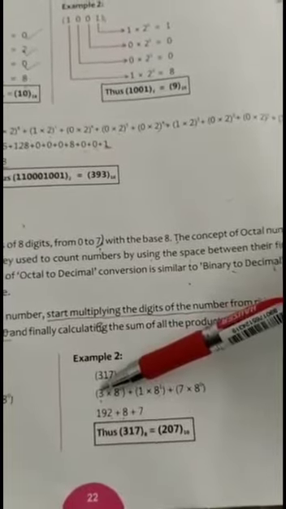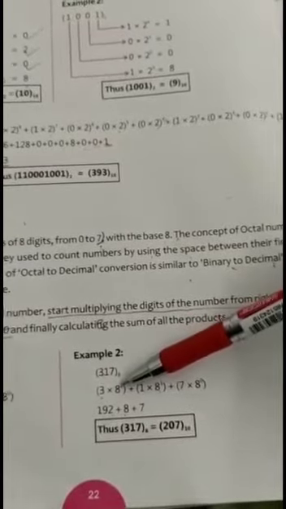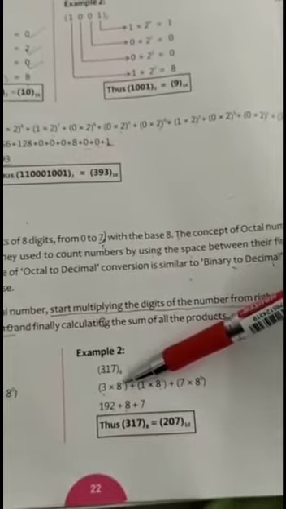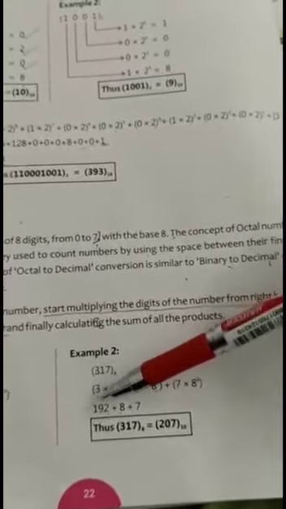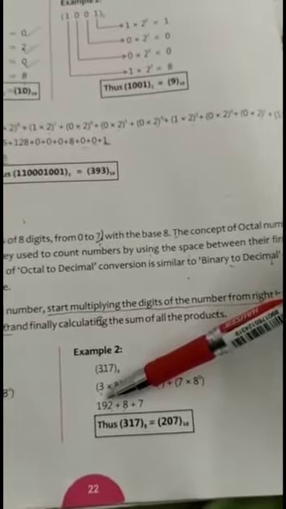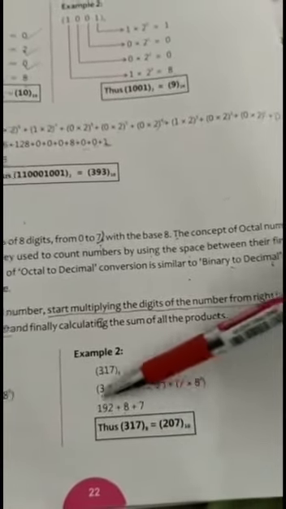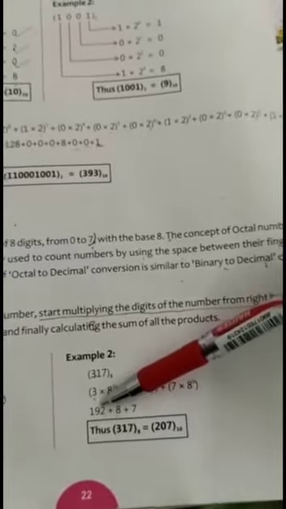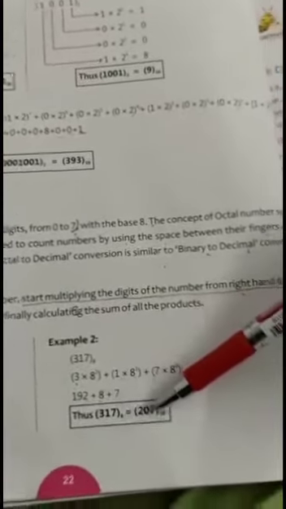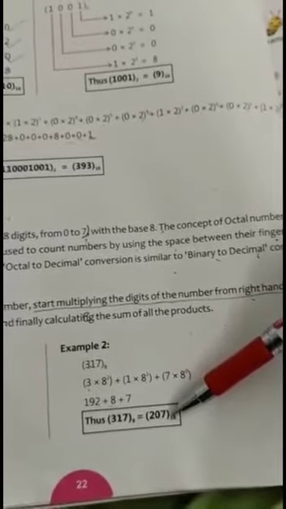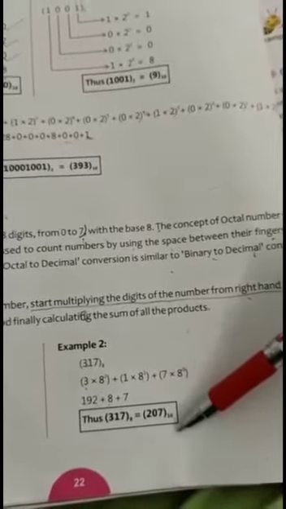3 multiplied by 8 power 2. 8 multiplied by 8 is equal to 64. 3 multiplied by 64 is equal to 192. And the last step is to calculate the sum of all the products. 192 plus 8 plus 7 is equal to 207, and its base will be 10.